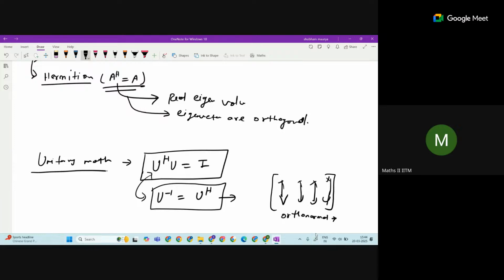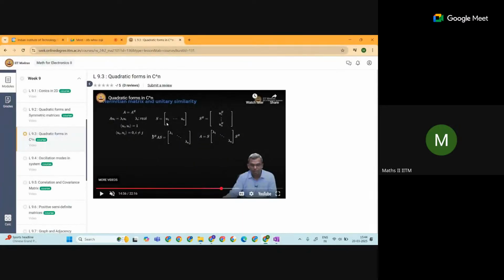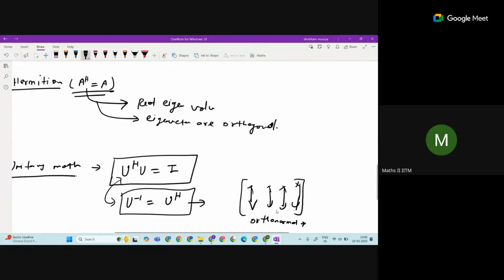Columns are orthonormal. So this is a property. These two properties are what the professor is trying to tell you about the Hermitian and unitary matrix. If you have a Hermitian matrix, you will find real eigenvalues and eigenvectors which are orthogonal. If you divide by the norm, they become orthonormal.